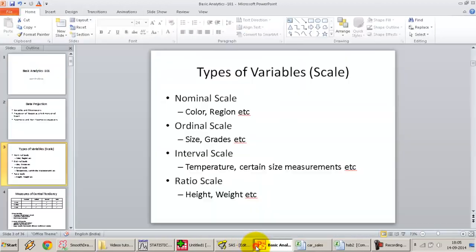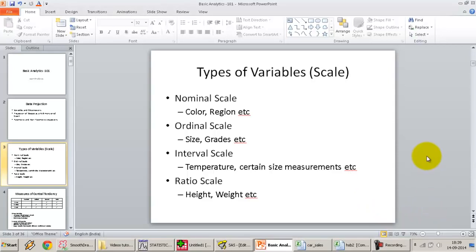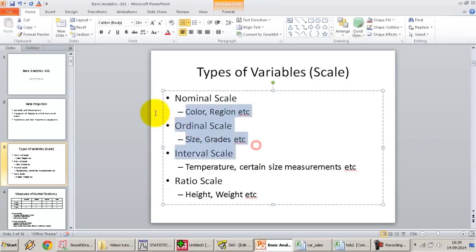So again, going back to the types of variables that we have, we've got something which we call the nominal scale, or it's also called the categoric scale, which talks about things which have neither magnitude nor direction. For example, color, region, type of car, etc. Ordinal scale is the next measurement. So moving on to the next type of variable, which is the ordinal scale.